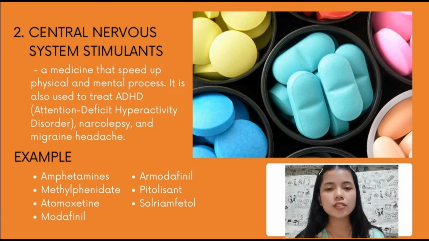Number 2. Central nervous system stimulants. It is a medicine that speeds up physical and mental process. It is also used to treat ADHD or attention deficit hyperactivity disorder, narcolepsy, and migraine headache. Examples of these are amphetamines, methylphenidate, atomoxetine, modafinil, armodafinil, pitolisant, and solriamfetol.